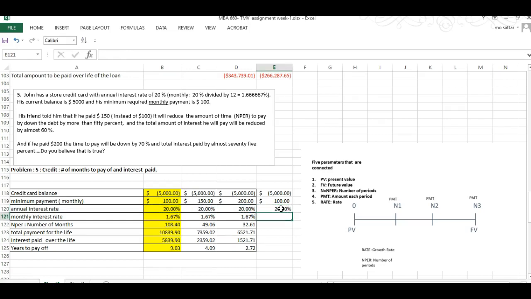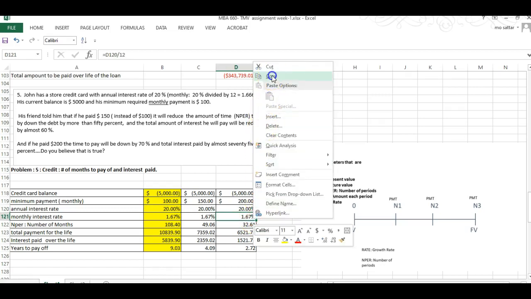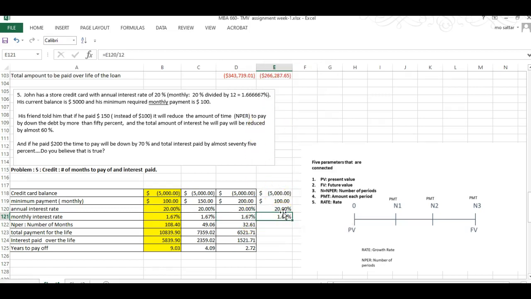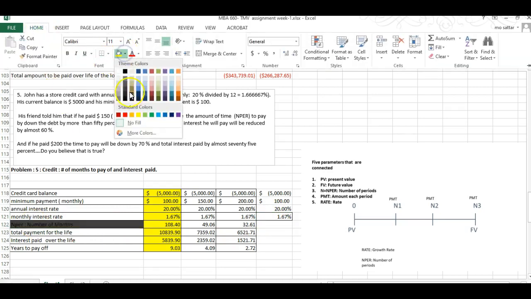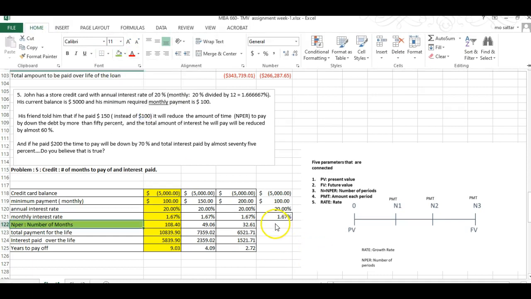Okay. So to make it monthly, obviously we're going to just divide it by 12. So that's going to be 1.667 kind of number. And now we're going to calculate the number of periods. This is what we want to solve for. I'll make that green so you can see it. We want to solve for this thing.